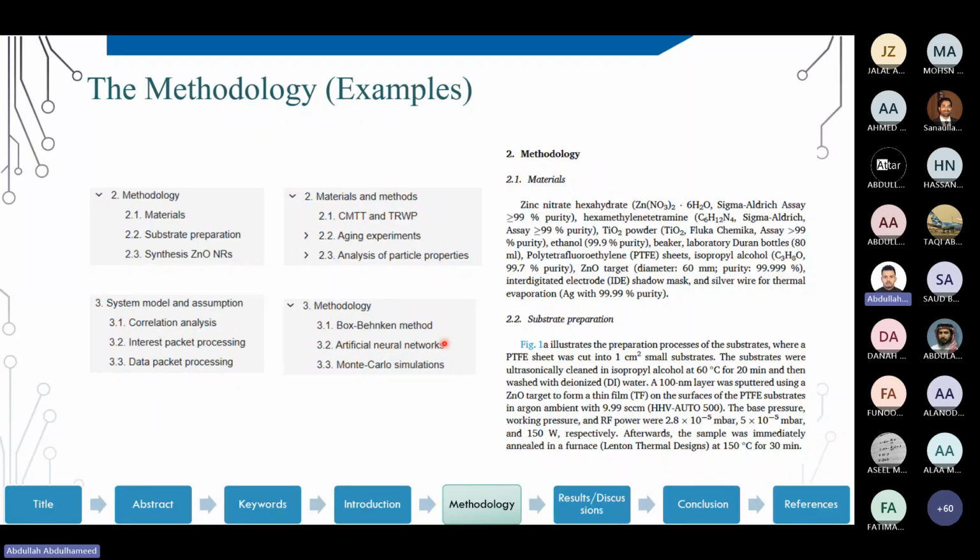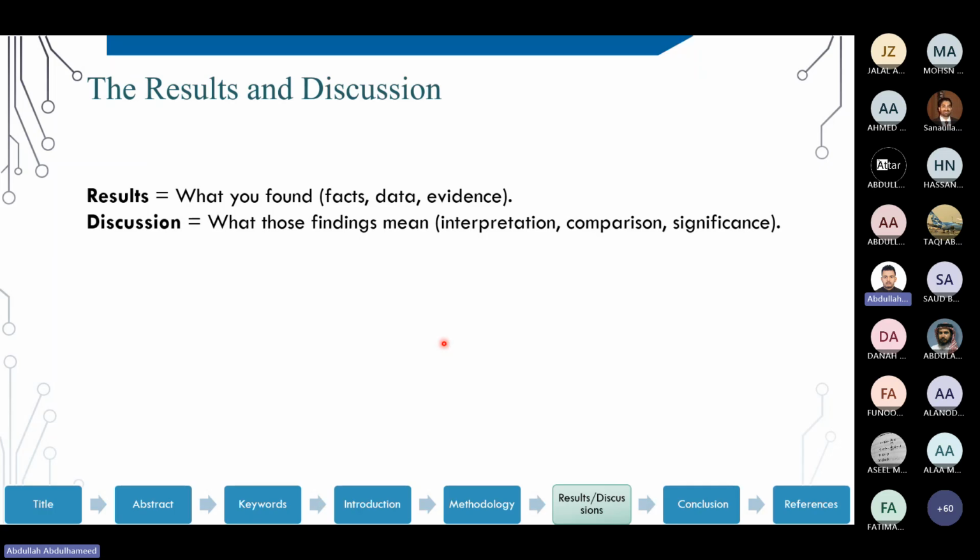Okay, so this is everything about the methodology. Now we will move to, I believe, the before last, which is the results and discussion. This is also one of the very important sections or paper elements, which focuses on two things. First, results, and then discussion.